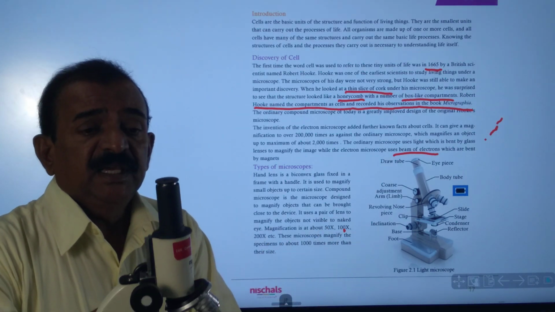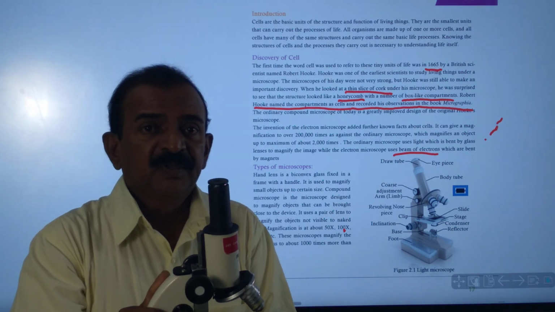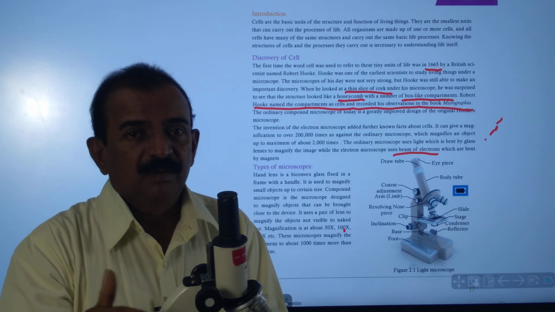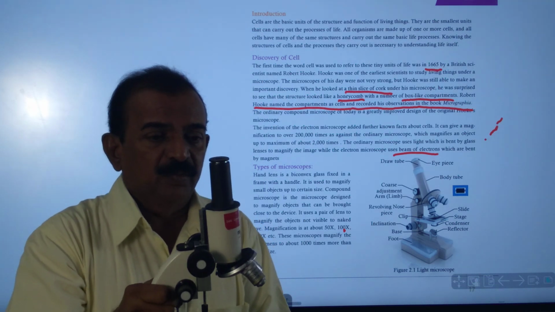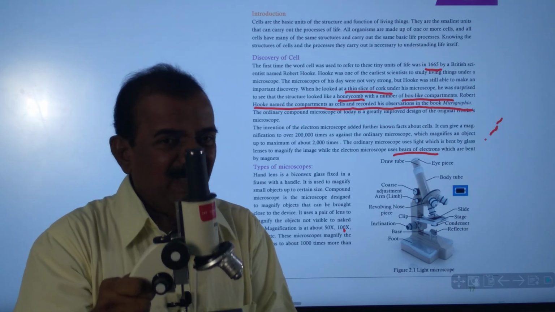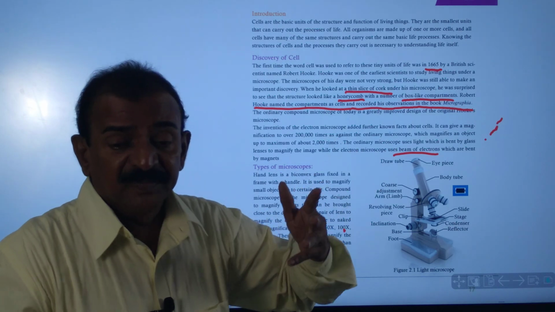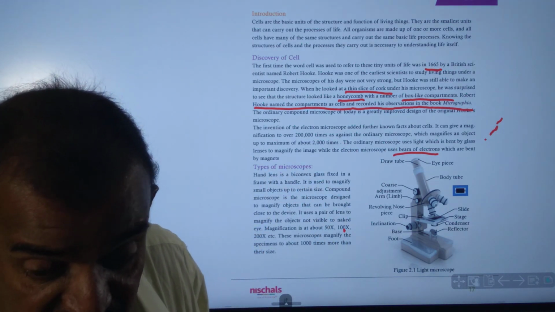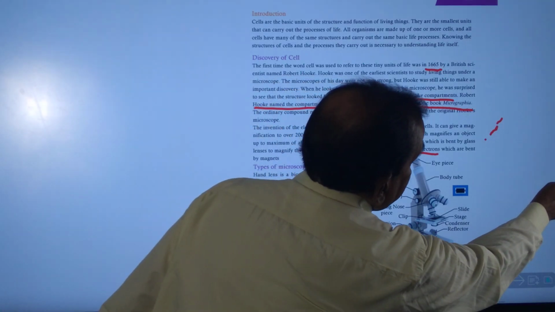In this way, this device is useful to magnify microorganisms and also cells more than 1000 times. That is the use of the microscope. Children, I told you the parts of the microscope. The electron microscope we can see in scientific research institutes, but not in our laboratories. Now we need to move on to another page.